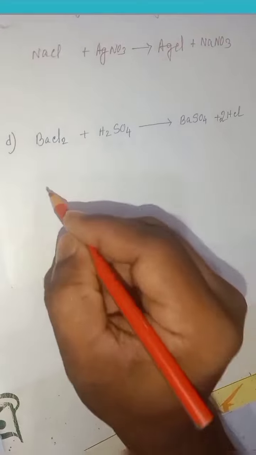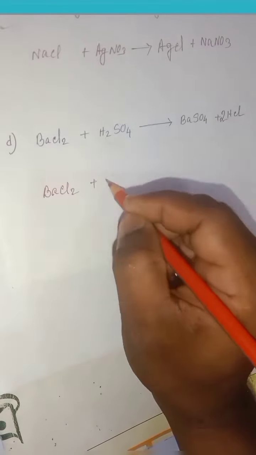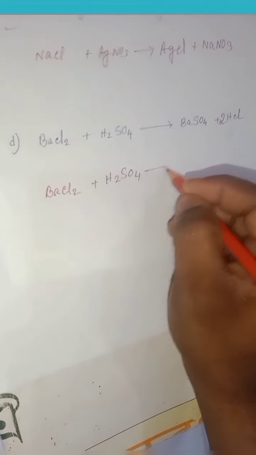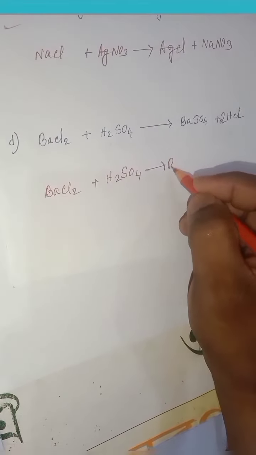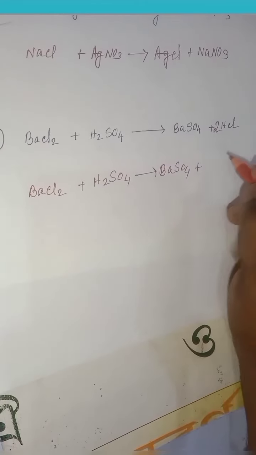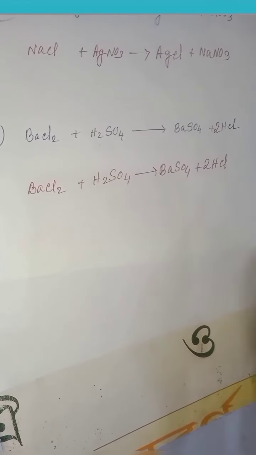Now the equation: BaCl2 plus H2SO4 forms the products BaSO4 plus 2HCl. Okay.